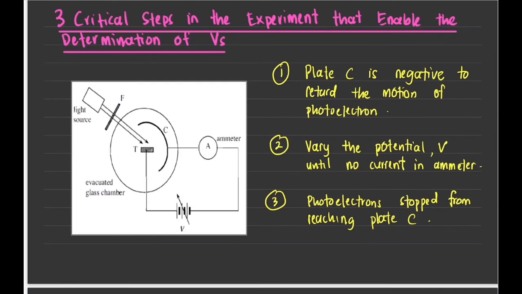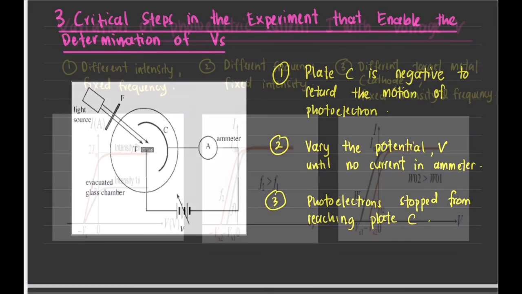Okay, there are 3 critical steps in the experiment that enable the determination of stopping potential. The first one is that plate C is negative to retard the motion of photoelectrons. Second, we vary the potential V until there is no current in the ammeter. That means I is 0. So this signals that photoelectrons have been stopped from reaching plate C.